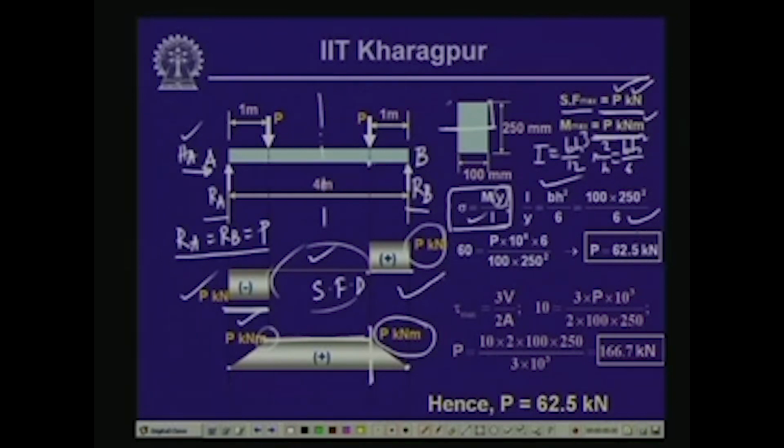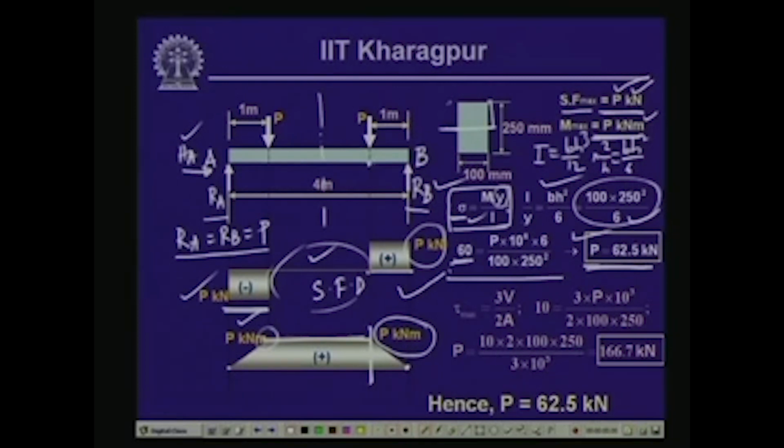Now, the bending stress is limited to 60 MPa, and M we know as P kilonewton meter. So, if we substitute these values of the stress, the P and I by y, which is 100 times 250 square by 6, from this we get the value of P as equal to 62.5 kilonewton. So, from the maximum bending stress criteria we get the value of P as equal to 62.5 kilonewton.